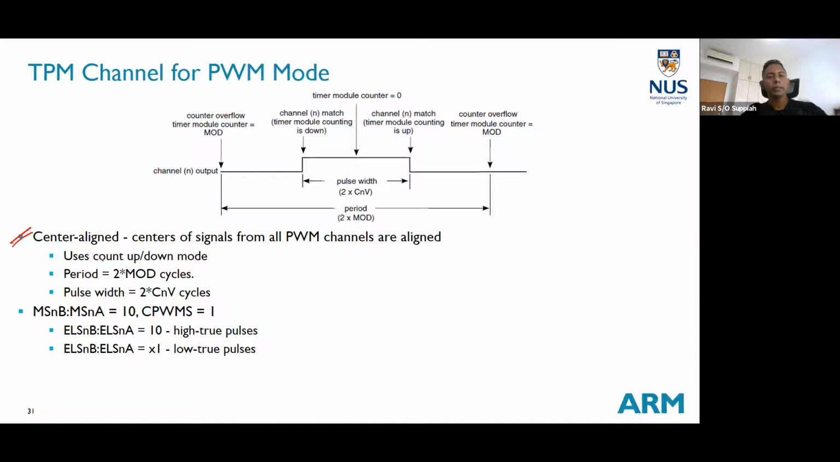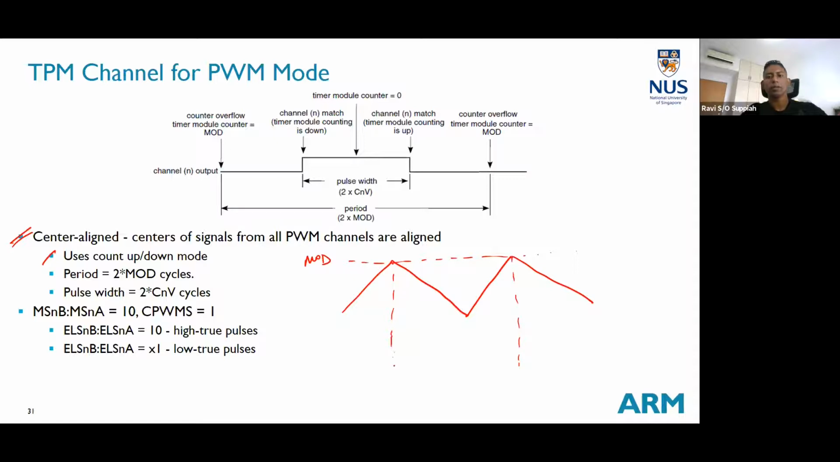In this mode of operation, basically you are counting up and down. It's similar to the picture we saw just now. So we're going to count up and down, and this value will be your final value, your MOD value. So this is your period.